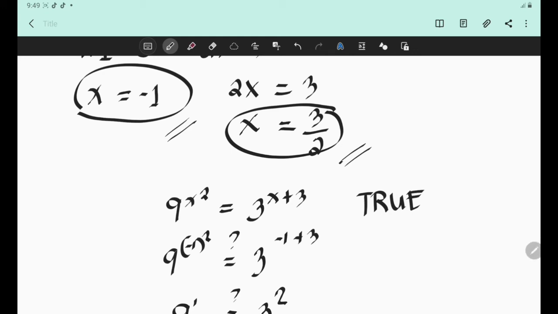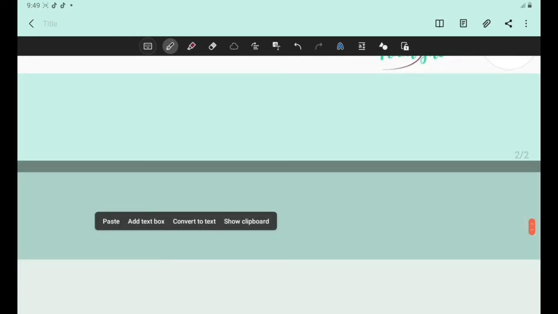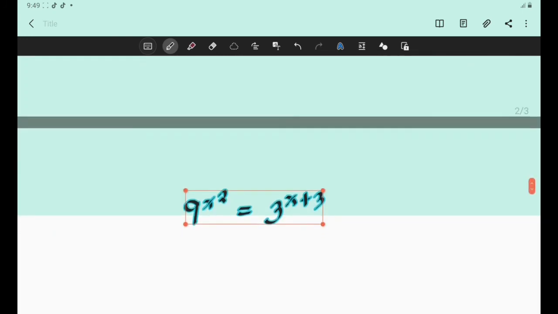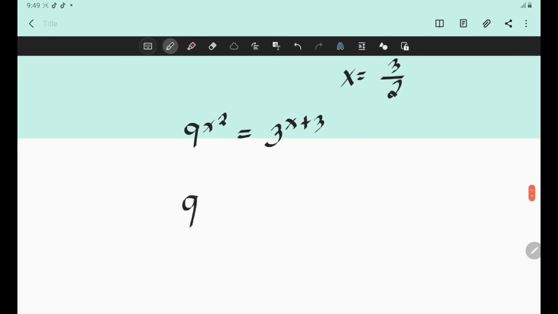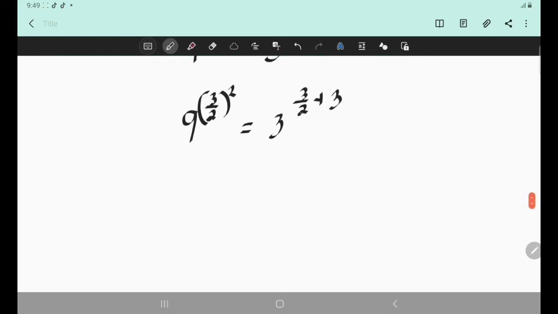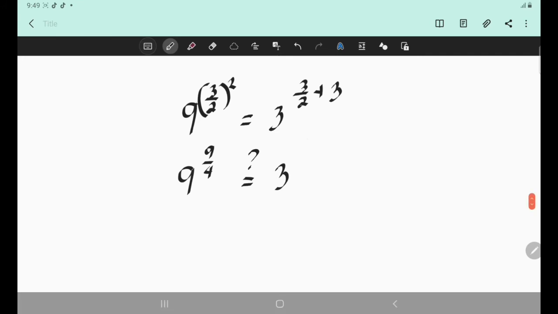Now, gawin naman natin, i-substitute naman natin yung 3 halves. So, again, let us just copy the original exponential equation. And then, i-substitute naman natin si x is equals to 3 halves. So, we have 9 raised to 3 halves squared is equal to 3 raised to 3 halves plus 3. So, we have 9 raised to 9 all over 4. Is it equal to 3 raised to 3 halves plus 3?